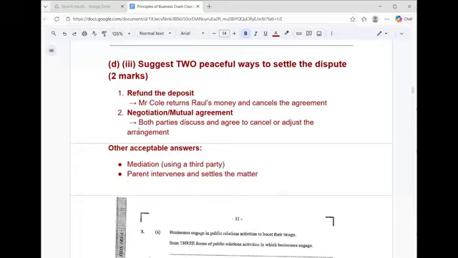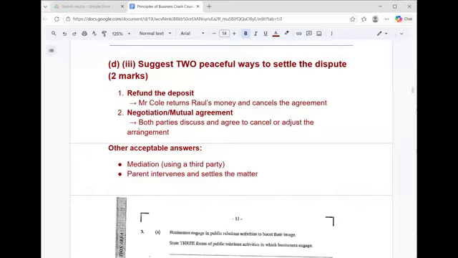And if not, they could go on to a mediator using the mediation option, where they invite a third party who is a mediator, and this person will guide them to make a decision, but doesn't make the decision on their behalf, right? The mediator interviews both sides and settles the matter.